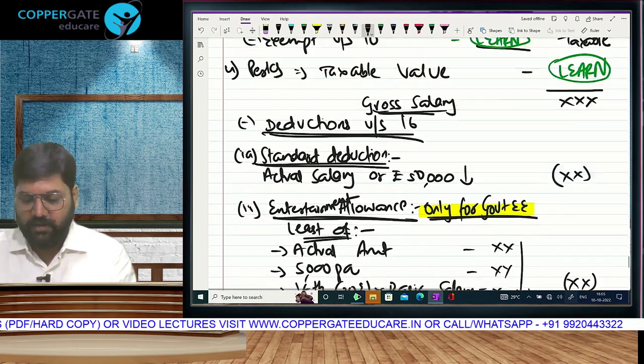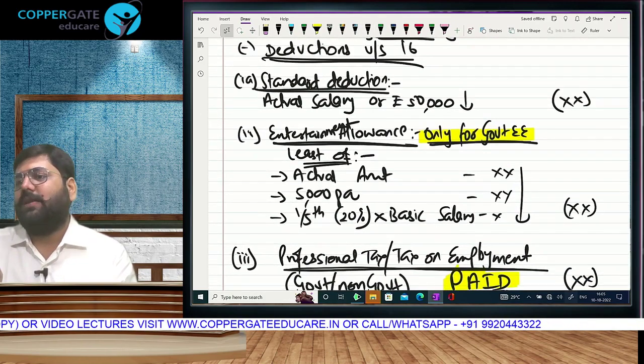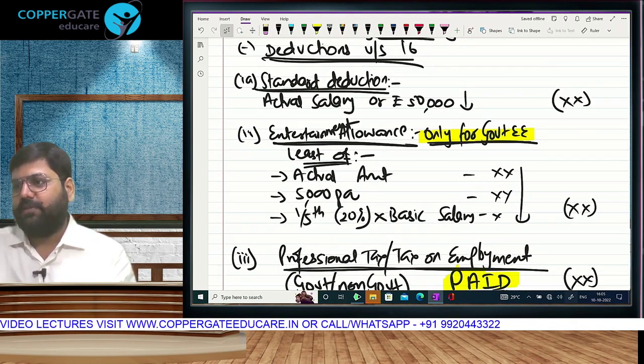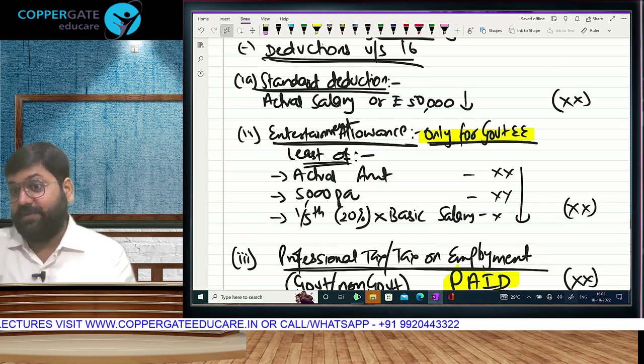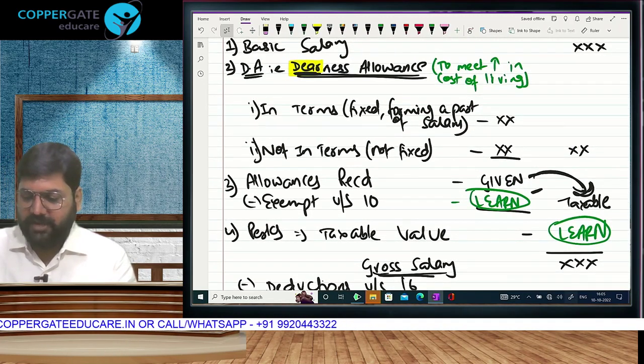But observe carefully, in the whole format, the deductions part is to finish here only. The first one, whichever is lower, actual or 50,000. The second one is three amounts, whichever is lower. Remember that only for government employees. The third one for both but only if paid. So in this part also, basics done.